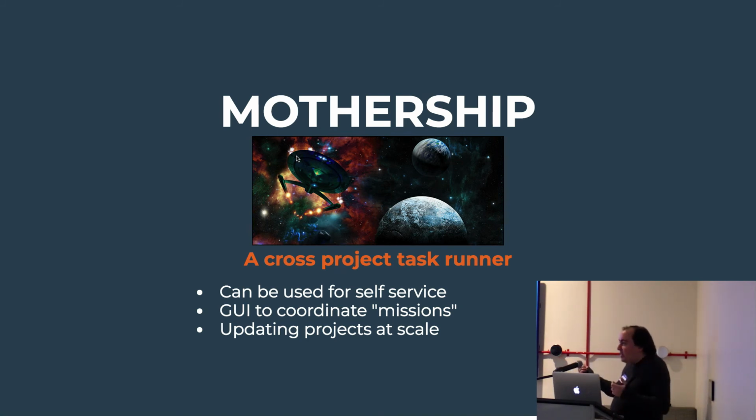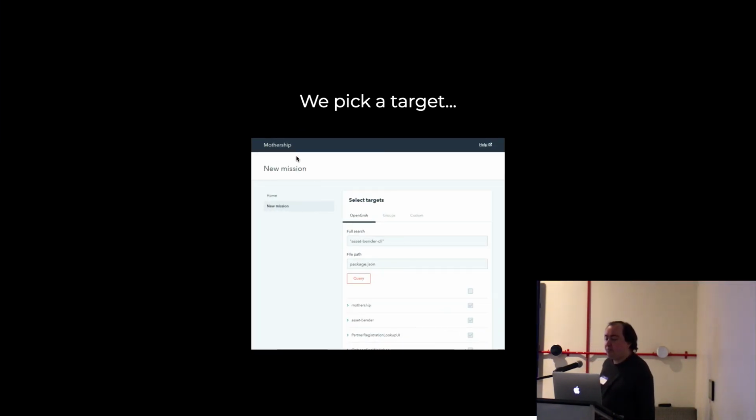And they can click on a button or a link and then pick their project, and it's going to automatically open a PR after the code has been changed. But it's also a GUI, a tool, and I'll show it in a moment, where we can coordinate what we call missions, which is essentially a migration project across our environment. It's essentially a way to update projects at scale. So let's see what it looks like.